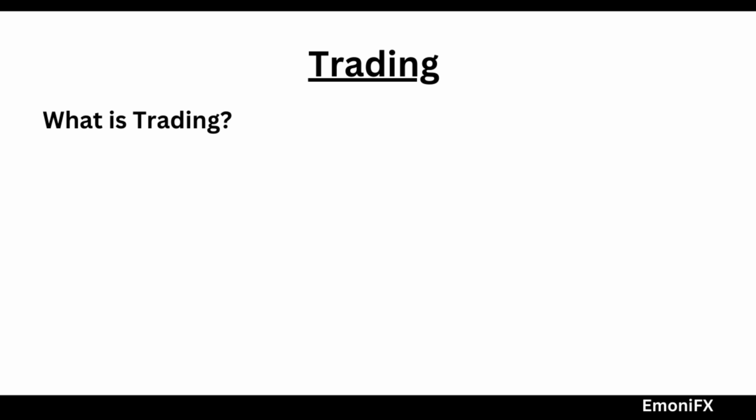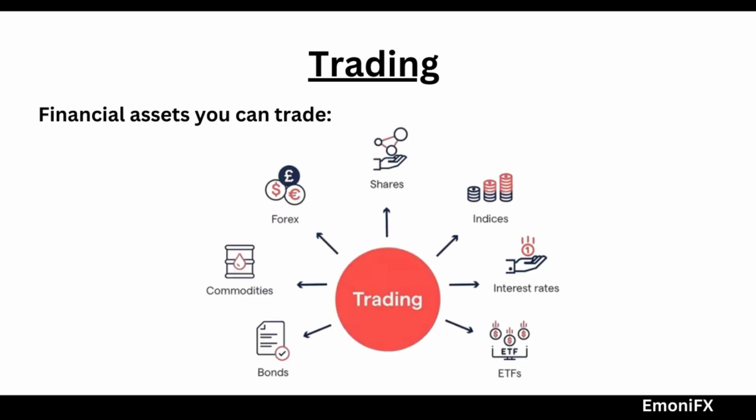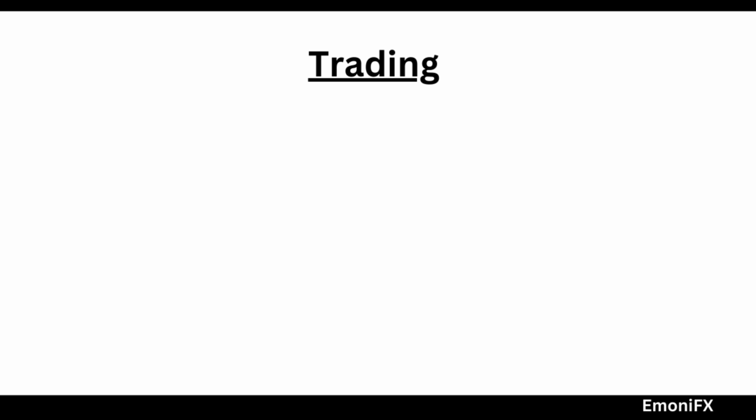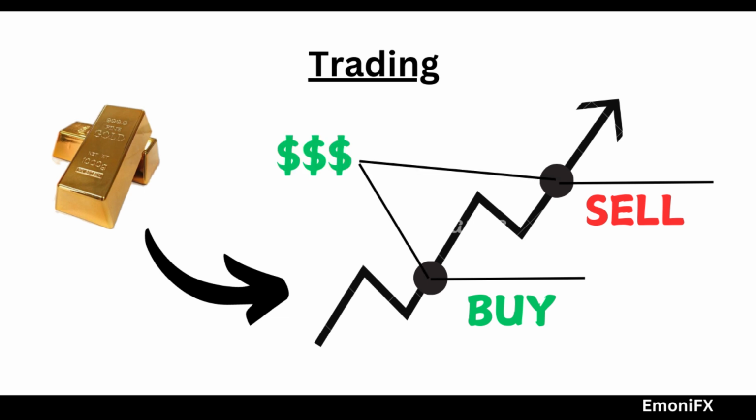Now, what is trading? Trading is simply the buying and selling of financial instruments in order to make a profit. These instruments range from a variety of assets like shares, indices, interest rates, ETFs, bonds, commodities, and Forex. So these assets are assigned a financial value that can go up or down, and you can trade on the direction they will take. Now, let's say you want to trade an asset, and let's assume that asset is a commodity like gold. So basically, if you buy at this point and sell at this point, you make a profit. It's very simple.